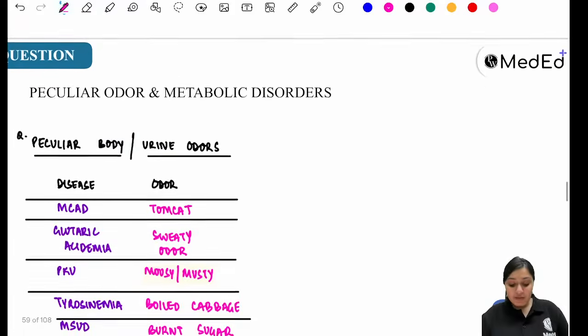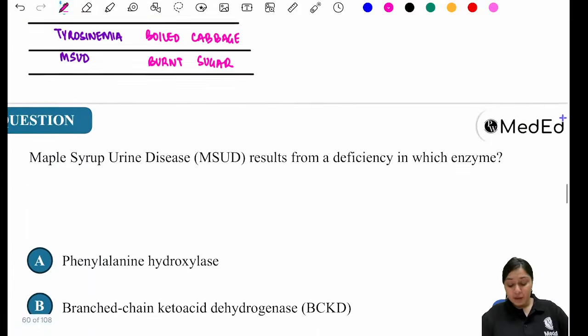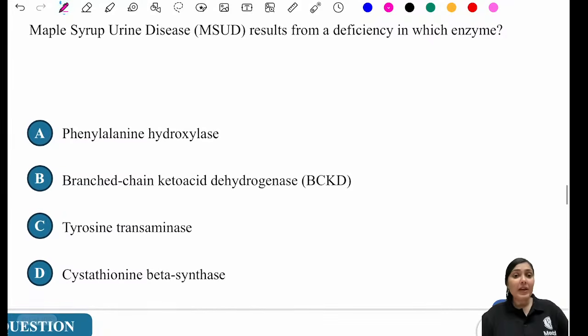So let's just revise the peculiar odors that you appreciate in metabolic disorders. Firstly, we have multiple carboxylase deficiency, tomcat urine. We have glutaric acidemia, sweaty odor; phenylketonuria, mousy or musty odor; tyrosinemia, boiled cabbage; maple syrup urine disease, the name itself has maple syrup, so burnt sugar smell. Very important, peculiar odors of metabolic disorders.